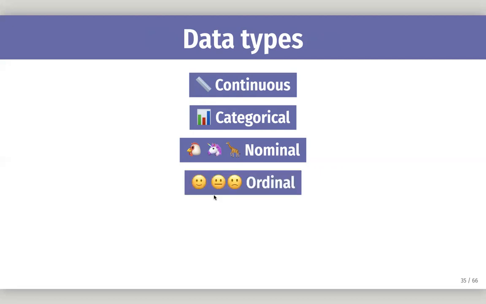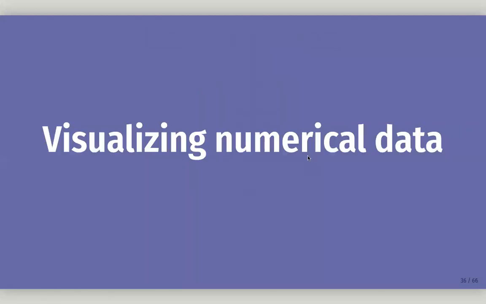So here's an example of ordered data. This is a happy, neutral, and sad person. The way you might plot ordinal data would take into account the natural ordering, whereas the way you would plot nominal data might take into account something else, like maybe the frequency in your data set.